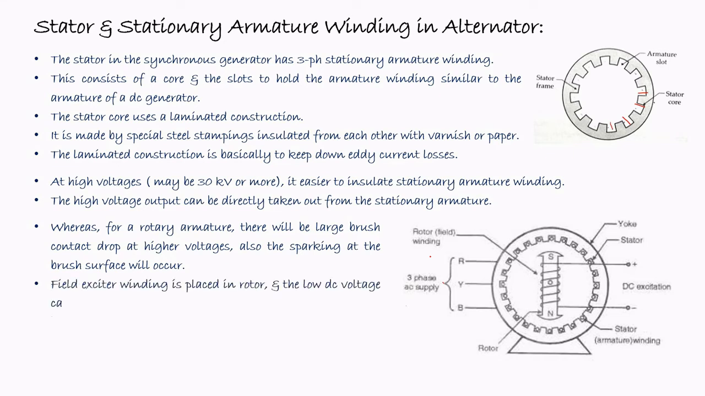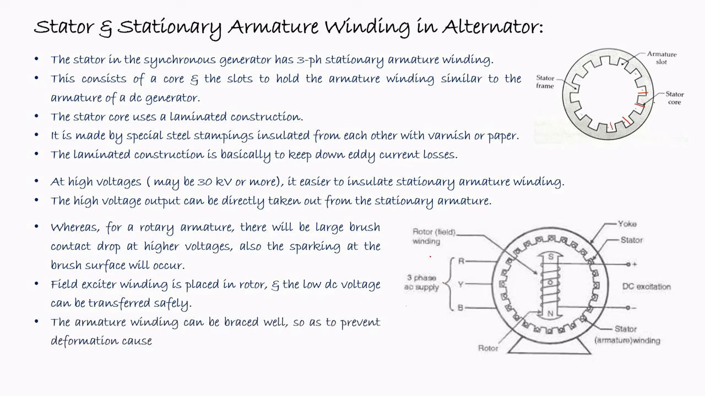The field exciter winding is placed in the rotor and the low DC voltage can be transferred safely. As we have already told, the field winding is placed on the rotor and there a constant DC supply is given to the rotor winding to produce the magnetic field.